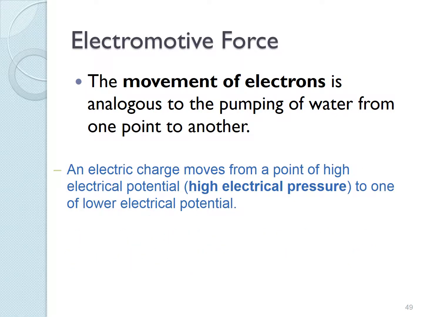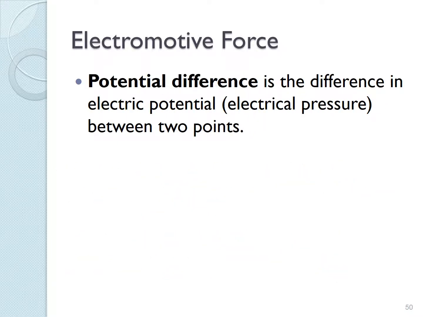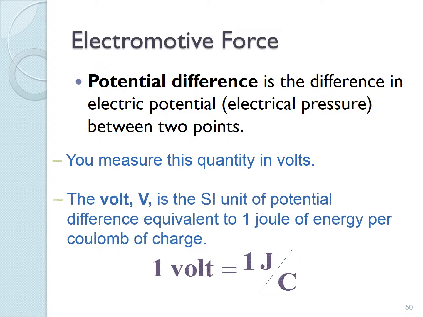An electrical charge wants to move from a point of high electrical potential, or high electrical pressure, to one of low electrical potential. In the same way as the water, the work expended will depend on the amount of the charge and the potential difference, how easy it is for the electron to move. The potential difference is the difference in electric potential between 2 points. We can measure this quantity in volts. A volt is the SI unit of energy of this kind, and it's equal to 1 joule per coulomb of charge.